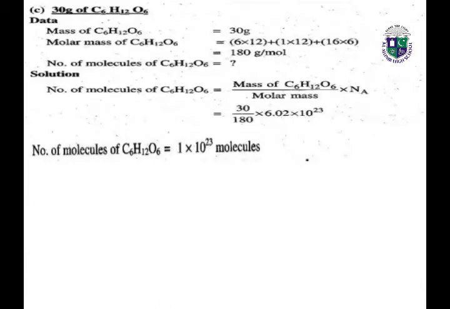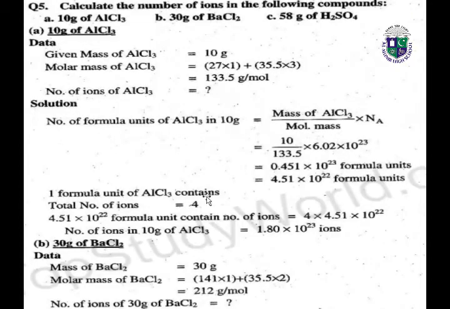Part C is also the same. We have to find the number of molecules of C6H12O6, glucose. Mass given is 30 grams in the question. We can easily find the molar mass by calculating the molar masses of carbon, hydrogen and oxygen separately. We get 180 grams per mole. By putting the values in the same formula we get the answer. The number of molecules of C6H12O6 is 1 × 10^23 molecules.